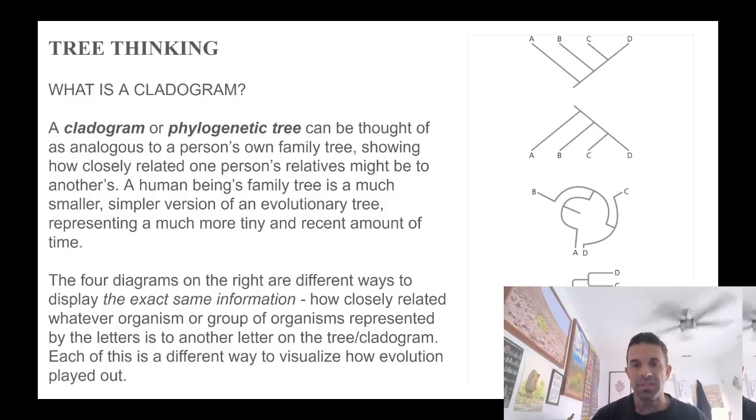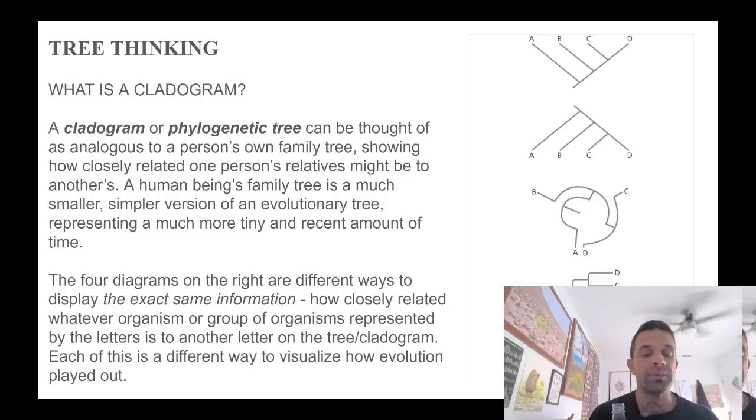It's literally just a microcosm, a smaller sampling of a larger group. That's all a family tree is. You can take the family tree as a perfect analogy to what we're talking about here. The four diagrams on the right are different ways to display the exact same information.